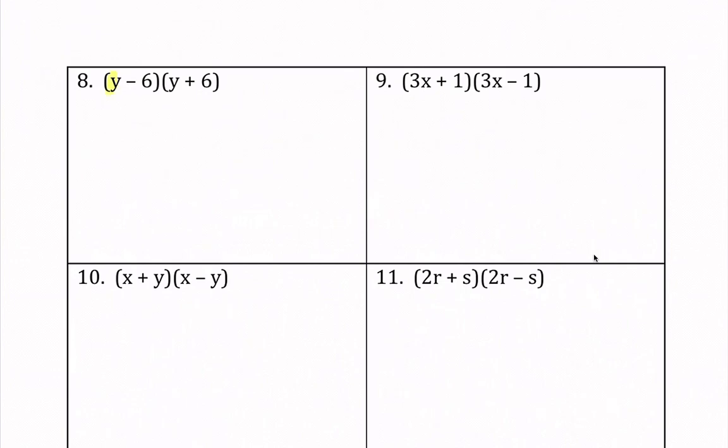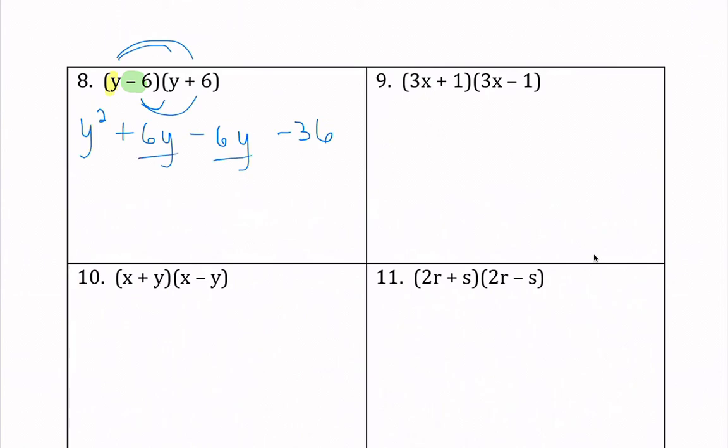So again, start with y. Y times y is y squared. Then I take y and multiply it by 6 to give me a positive 6y. I move on to this negative 6, so I'm going to be multiplying by negative 6. Negative 6 times y is a negative 6y. And then negative 6 times a positive 6 is a negative 36.